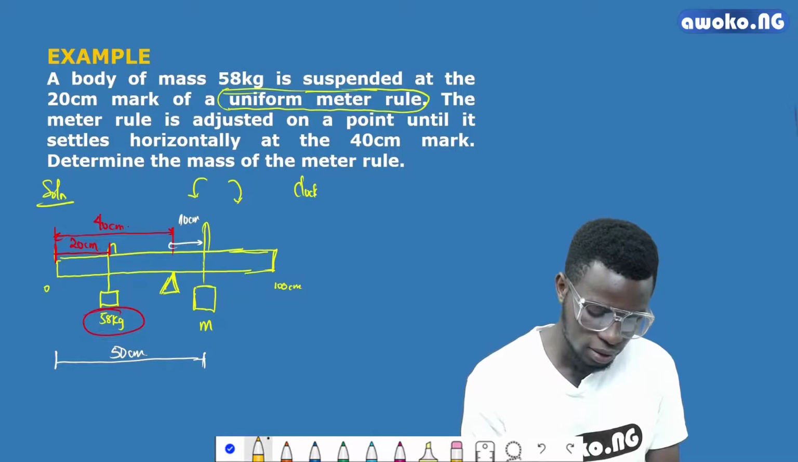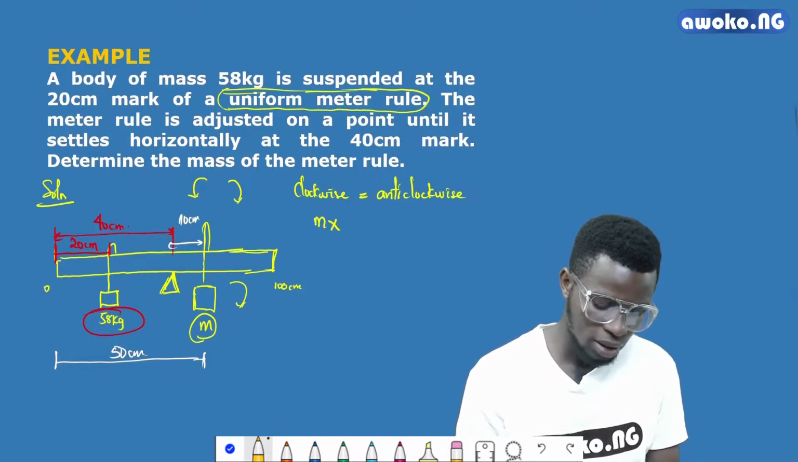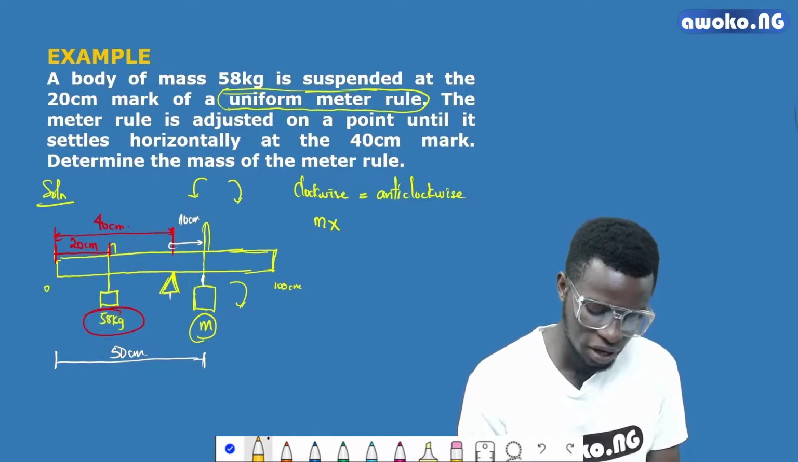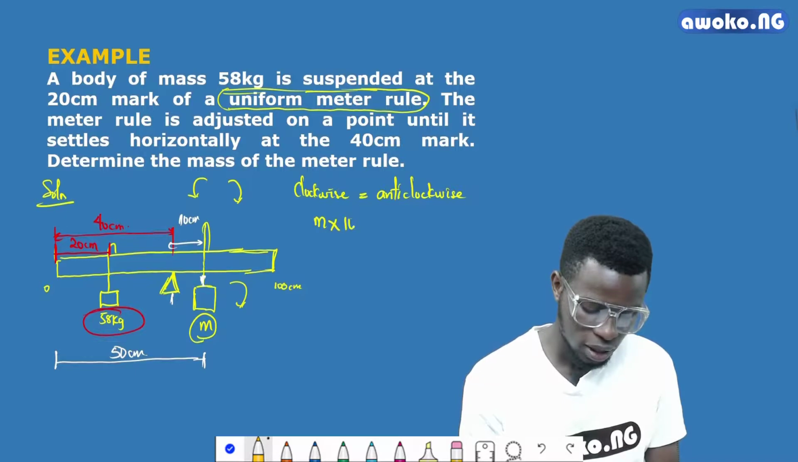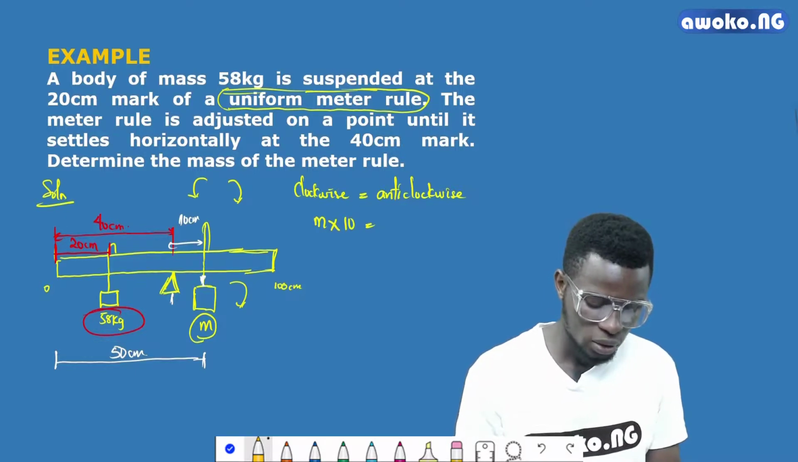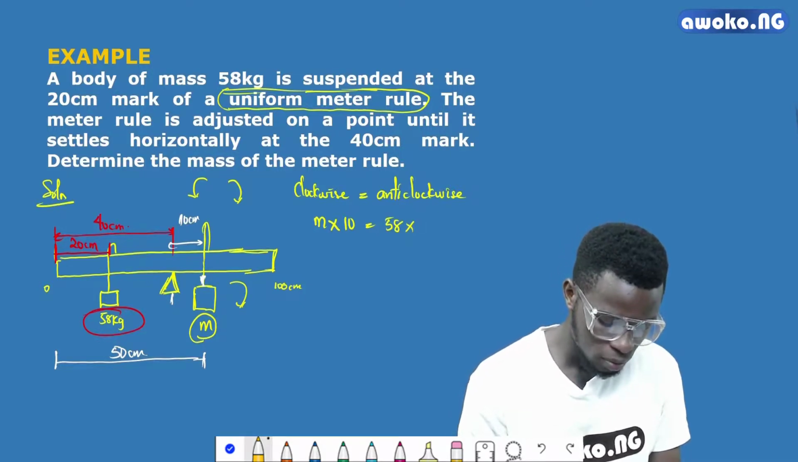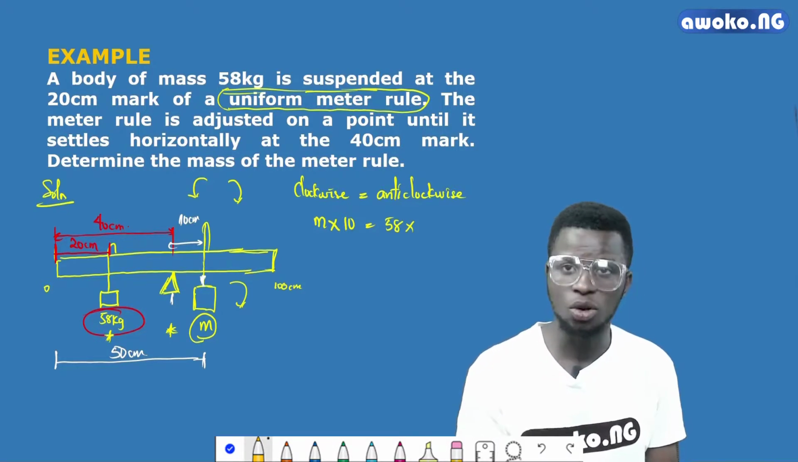So clockwise is equal to anti-clockwise. Since the clockwise moves this way, this mass m times the distance from where this mass is to where the knife edge is, which is 10 centimeters. So we have m times 10 is equal to the anti-clockwise. So the mass, which is 58, times the distance from where this mass is to where the knife edge is. Okay, so that is the anti-clockwise moment.